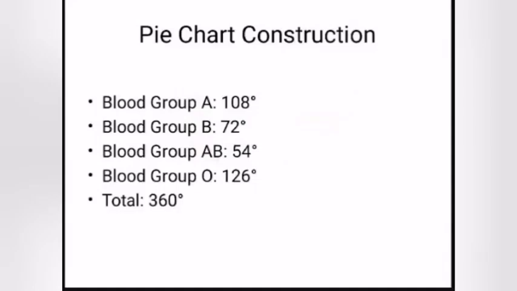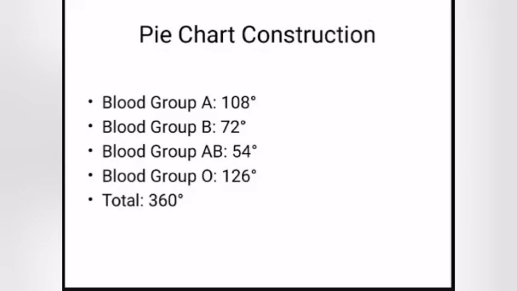So the next thing is pie chart. For example, we want to draw a pie chart of this. It says blood group A has 108 degrees, blood group B 72 degrees, blood group AB 54 degrees, blood group O 126 degrees. First of all, you have to make sure that all your degrees sum up to 360.